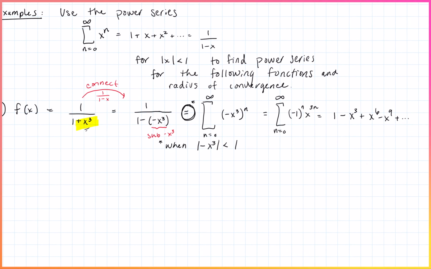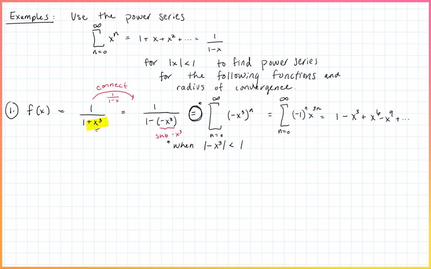So what we have just done right there is we have shown that our function f of x, which is 1 over 1 plus x cubed, is actually equal to the power series from n equals 0 to infinity of negative 1 to the nth x to the 3n, or written out, the infinite polynomial 1 minus x cubed plus x to the 6th minus x to the ninth, so on and so forth.